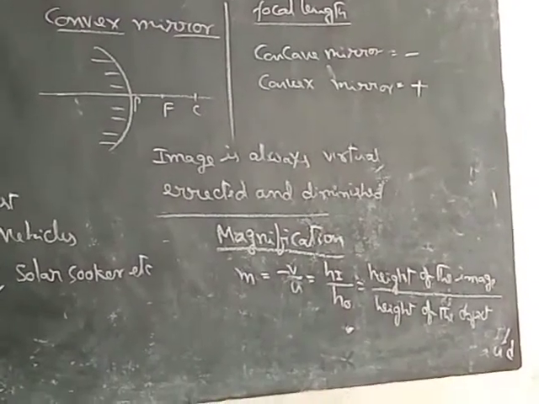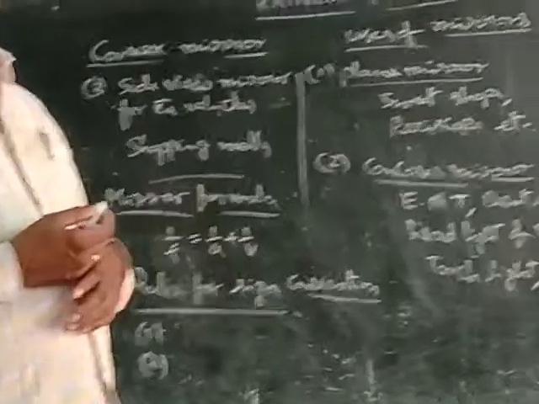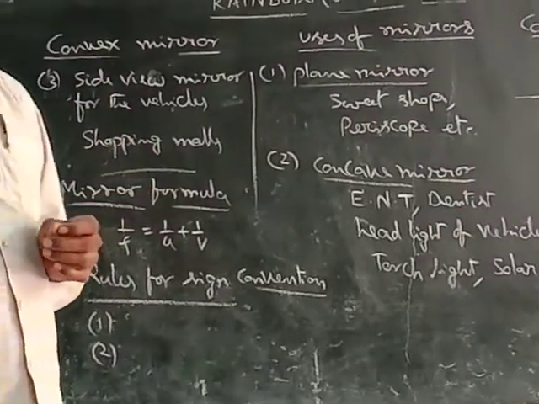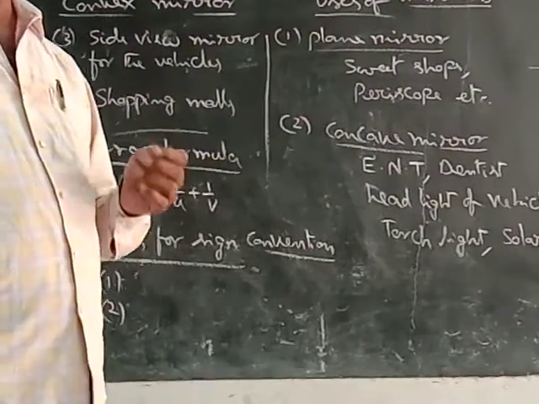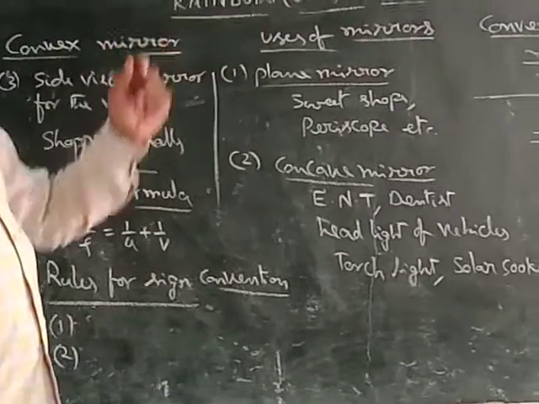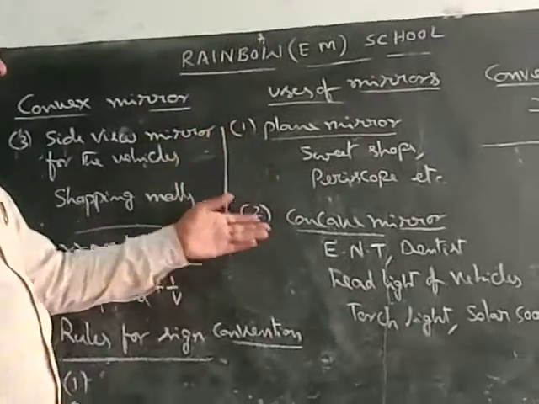Okay, this reflection phenomena is over. Reflection means, as you already know, when a light ray coming from a medium is incident on a surface and comes back to the same medium, that phenomenon is called reflection. Here reflection takes place in different types of mirrors: plane mirror, concave mirror and convex mirror.